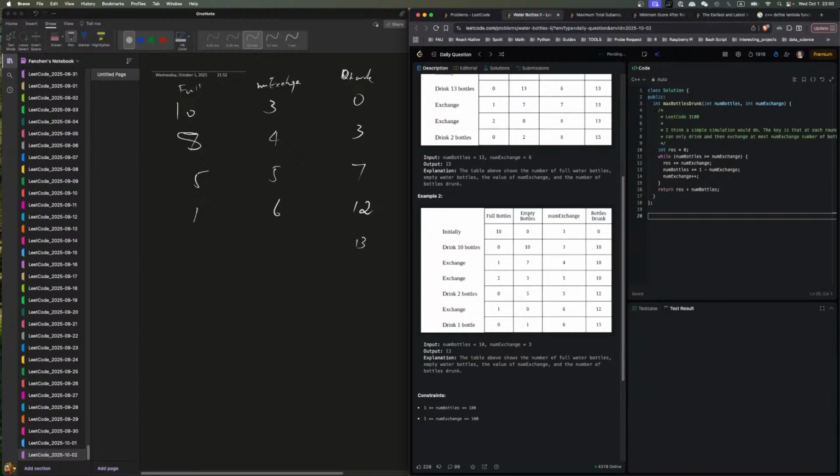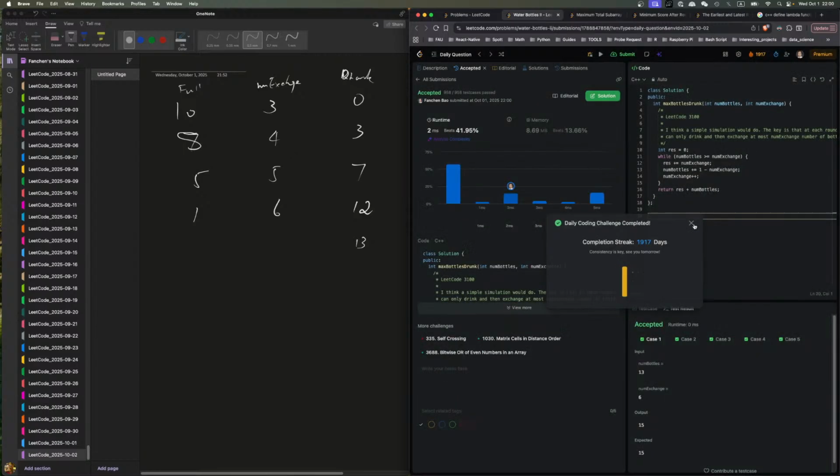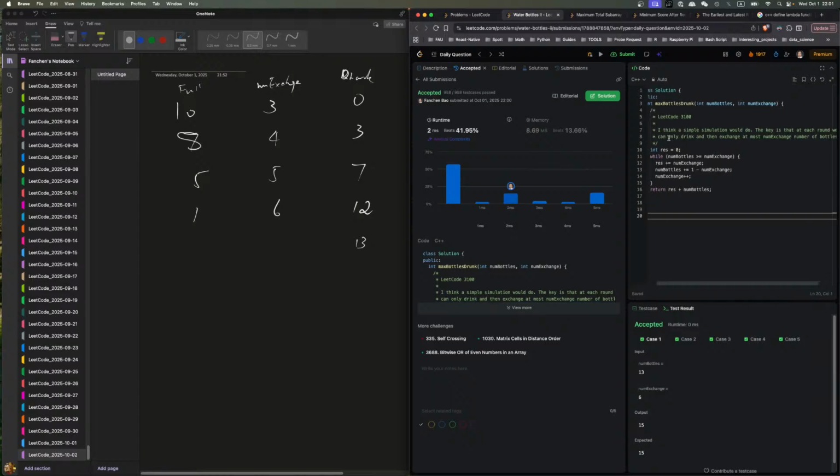Right, there's a couple of different scenarios. Alright, that looks to be solid. Now we can try it. Simulation is the way. Simulation is the way. 2 milliseconds.